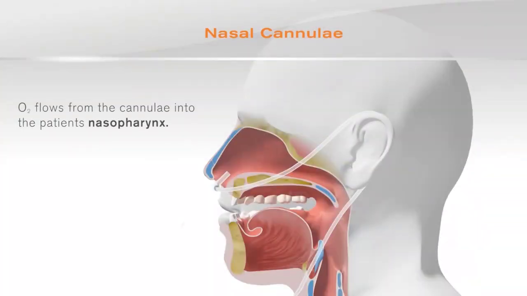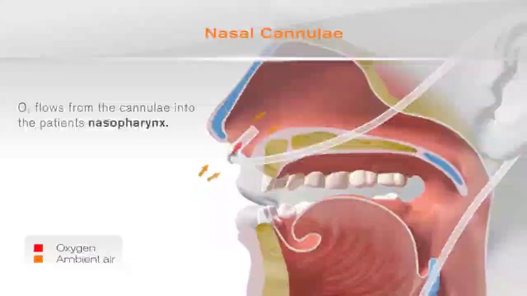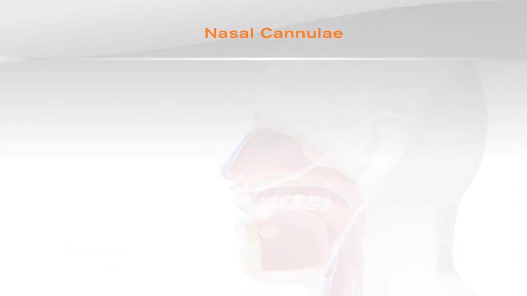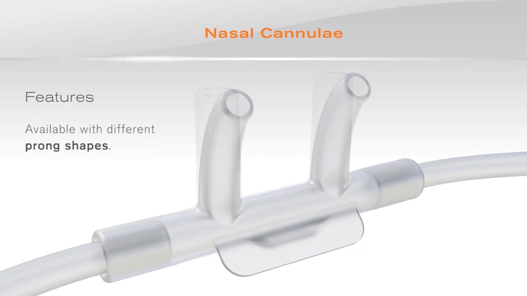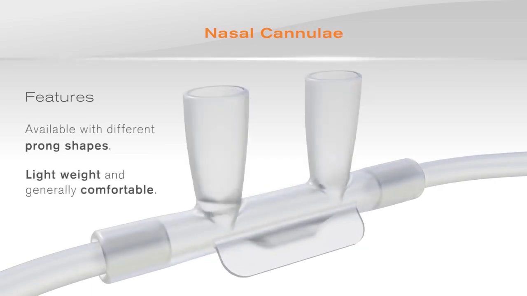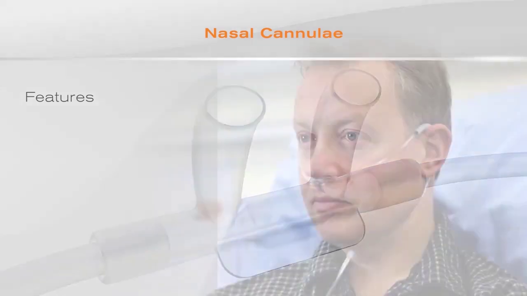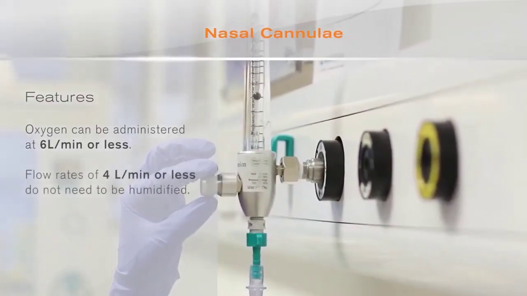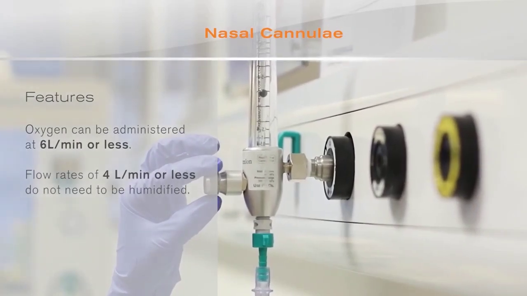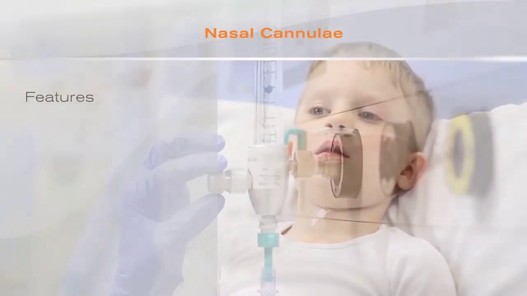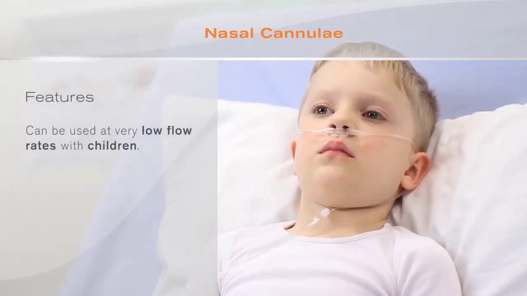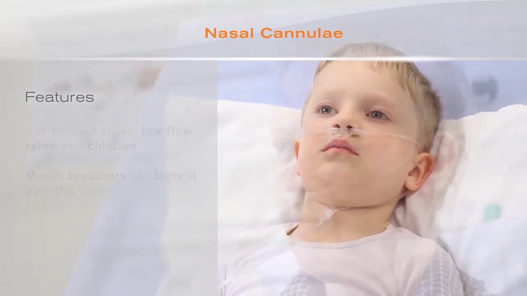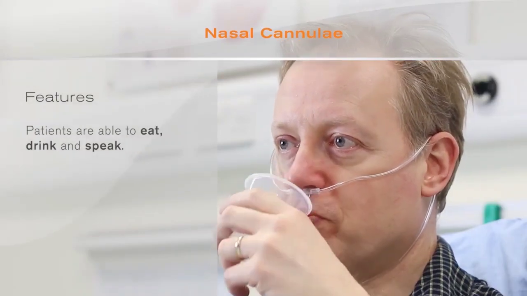Oxygen flows from the cannula into the patient's nasopharynx, which acts as an anatomic reservoir. Nasal cannulae are available with different prong shapes and are lightweight and generally comfortable. Oxygen can be administered at 6 litres per minute or less, and flow rates of 4 litres per minute or less do not need to be humidified. Nasal cannulae can also be used at very low flow rates with children, and mouth breathers can benefit from this device. Patients are able to eat, drink and speak whilst receiving oxygen therapy.